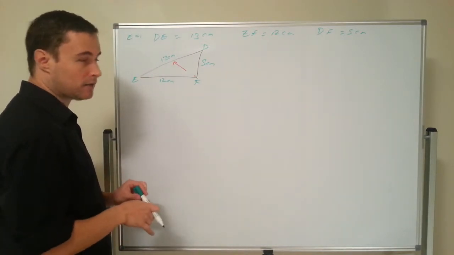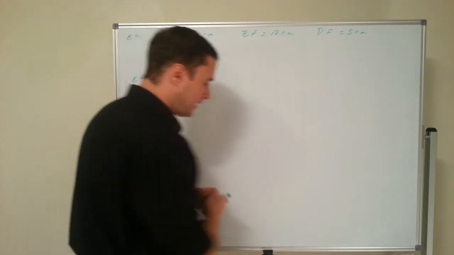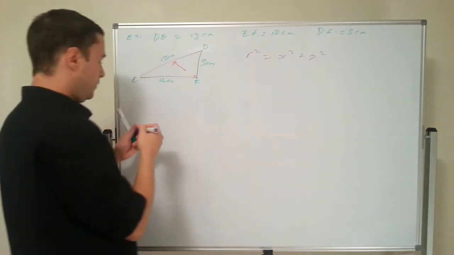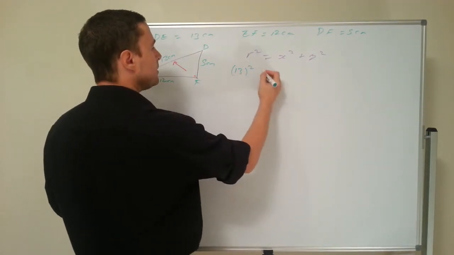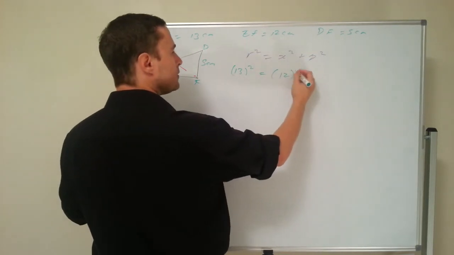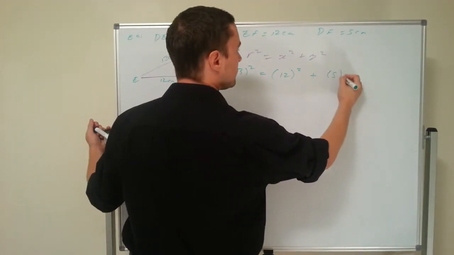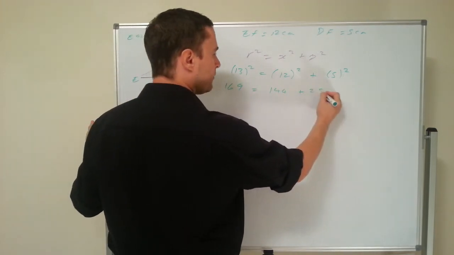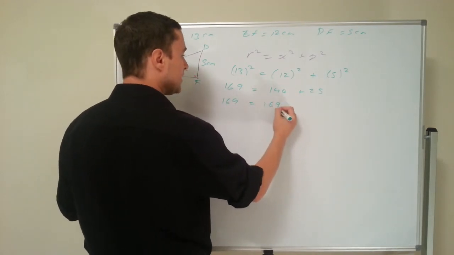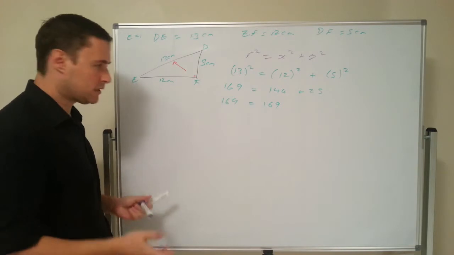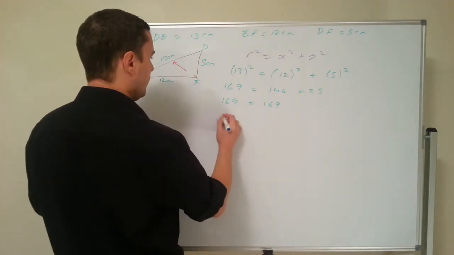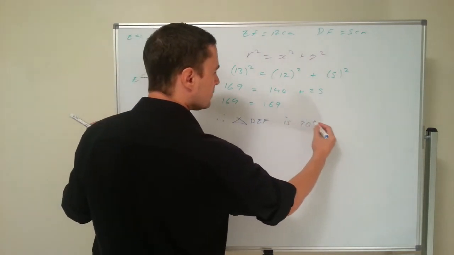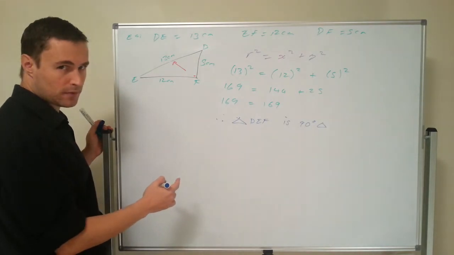So, let's check it out. Let's first prove that it's right angled. So, for it to be right angled, Pythag says r squared equals x squared plus y squared. So, r squared in this case is 13 squared equals x squared, let's call it 12 squared, plus y squared, let's call this 5 squared. Right? 13 squared is 169, 144 plus 25, 169 equals 169. Fantastic. So what does that tell us? That tells us, therefore, triangle DEF is a 90-degree triangle, because Pythag works.